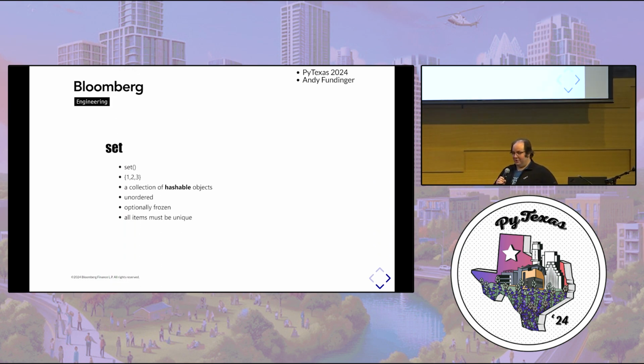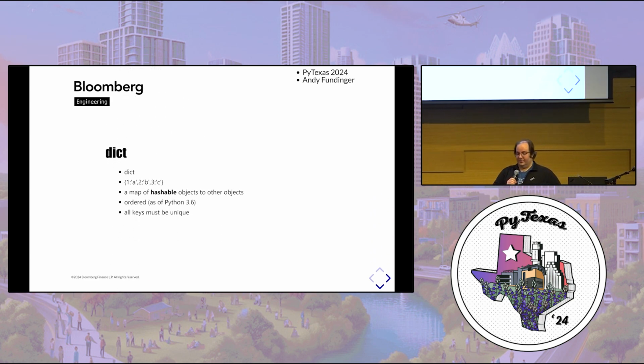You may imagine this won't be our only slide about what sets do. But they use the curly braces. They have to be a collection of hashable objects. They are unordered. If you want them to be immutable, you can use the frozenset. And all the items have to be unique. The dictionary, we add the colons to the curly braces, and we have a map of hashable objects to other objects. As of Python 3.6, they are ordered. Sets are still not ordered. We'll come back to that. And all the keys have to be unique.